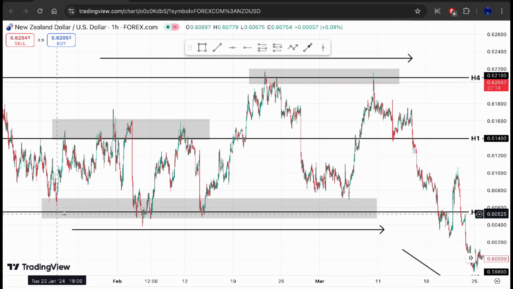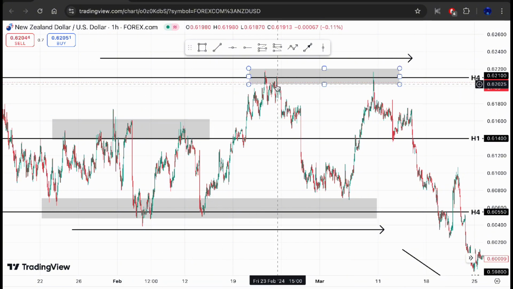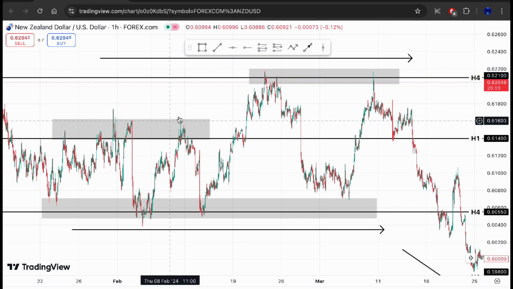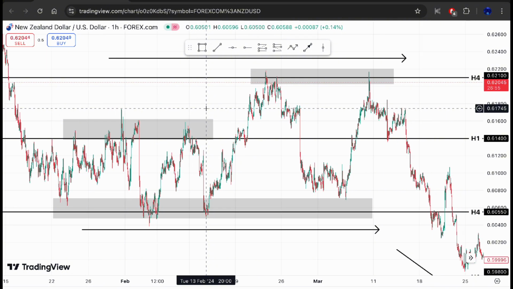So we can see this was our first support zone being formed here. We could have bought from here. You could have caught a nice buy here. Another nice buy right here. Same thing happened here. You could have caught sells on this side. You could have also caught sells on this side. So a ranging market is basically a sideways market whereby you can catch either buys or sells.